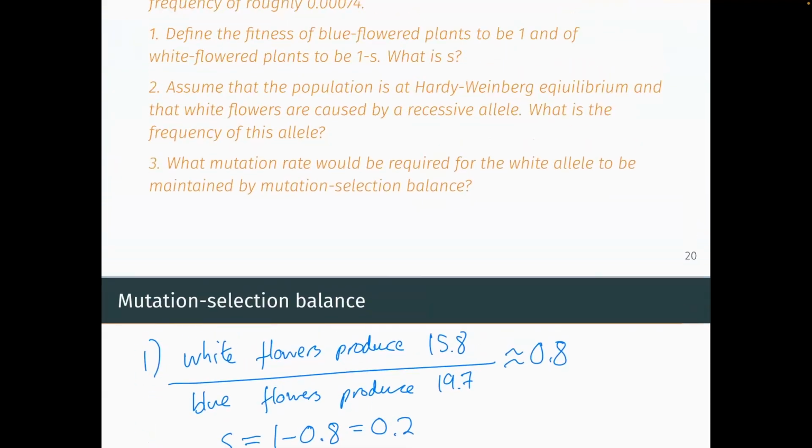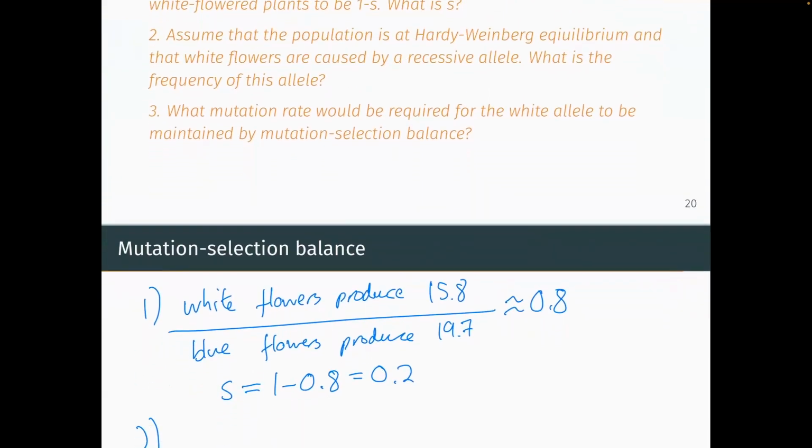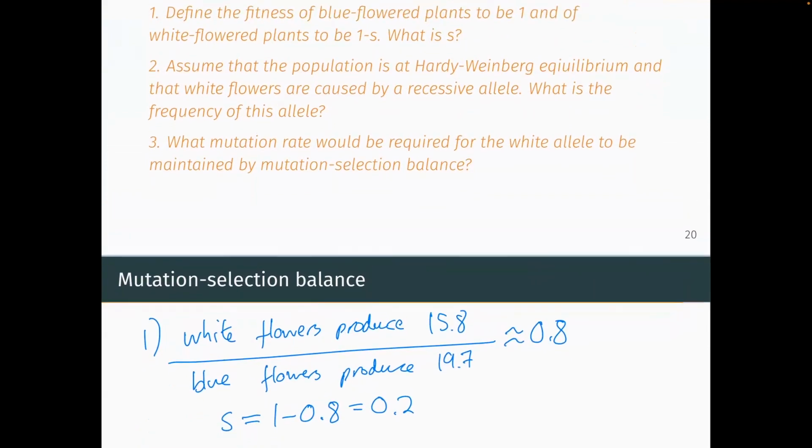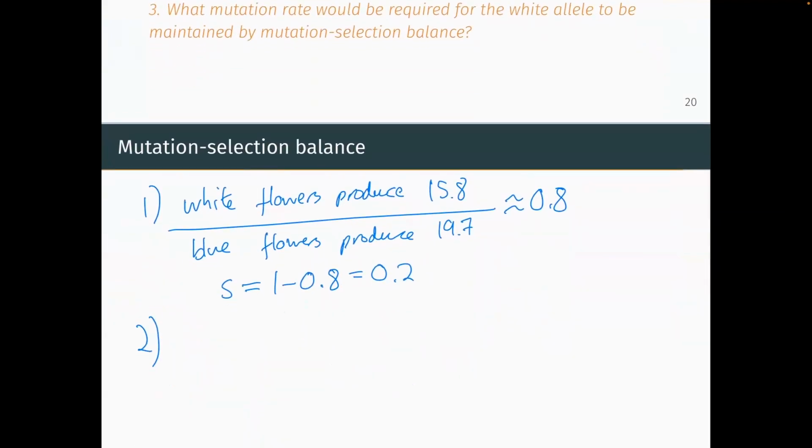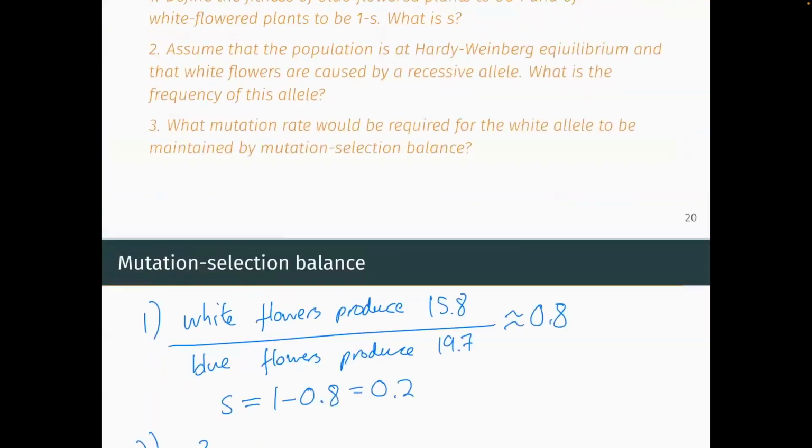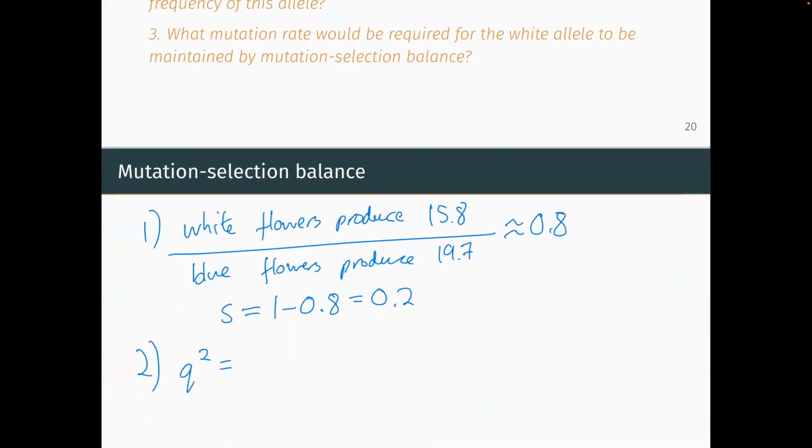The second part. We're assuming that the population is at Hardy-Weinberg equilibrium, so we can think about our P squareds, 2PQs and Q squareds. And we're assuming that our white flowers are caused by a recessive allele. So what is the frequency of this allele? Well, we're told that the frequency of white flowered plants, Q squared, is 0.00074, and we want to find the frequency of this allele. This is just like the Tay-Sachs problem that we had before.